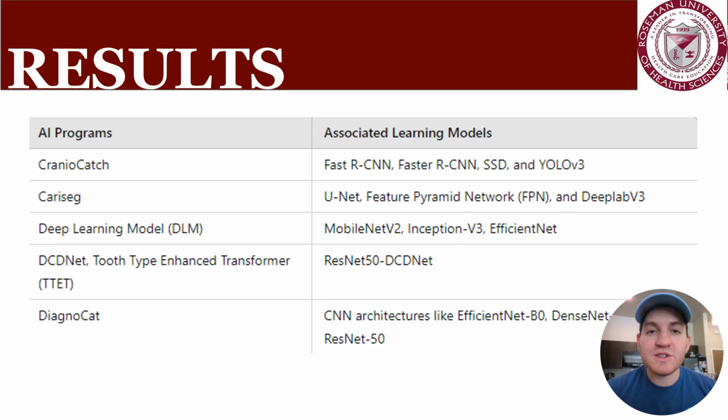This is what we came out with for the results, from all the AI articles that we used. You can see the AI programs are Cranial Catch, CarieSeg, Deep Learning Model, DCDNet, Two-Typed Enhanced Transformers, which is another name for it, and DagnaCat. And we can see the associated learning models with the AI programs.